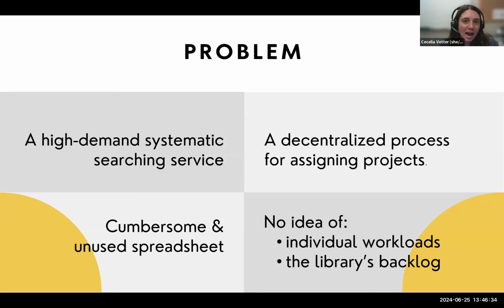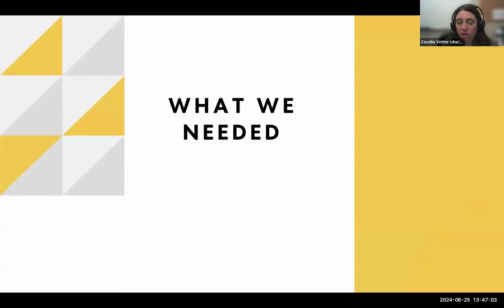We did have a spreadsheet, but it was cumbersome and really underutilized by our team for tracking our projects. And this spreadsheet didn't really show what our current workload was, or have a way to establish a wait list when we had too many requests for what our librarians could manage at a time. And so this lack of coordination made it really hard for us to adequately and effectively prioritize our resources. So what did we need?